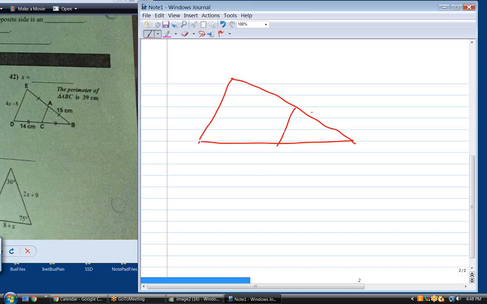Let's break this thing down. This is 15. This is 14. What's this dimension? Which one? The one I've circled? That is also 15. Okay, and this dimension here? 14. And this is 4x minus 8. What's that dimension? Which one? AC. AC is 4x minus 8 plus b divided by 2.